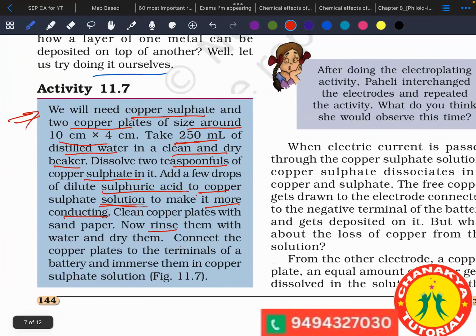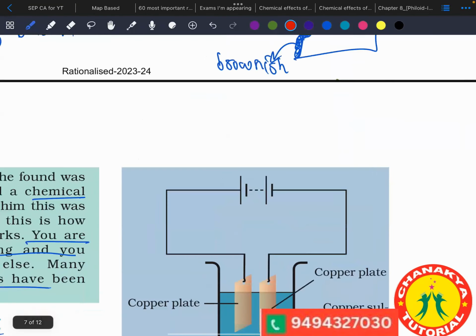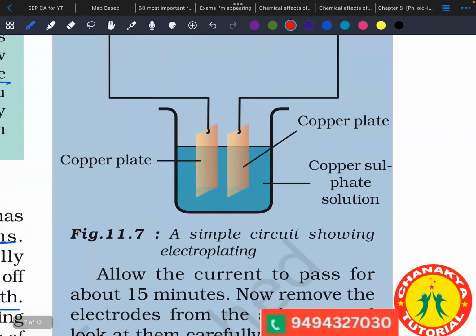Then connect the copper plates to the terminals of the battery and immerse them in the copper sulfate solution. Okay, so this is the copper sulfate solution. The blue color solution is the copper sulfate solution.